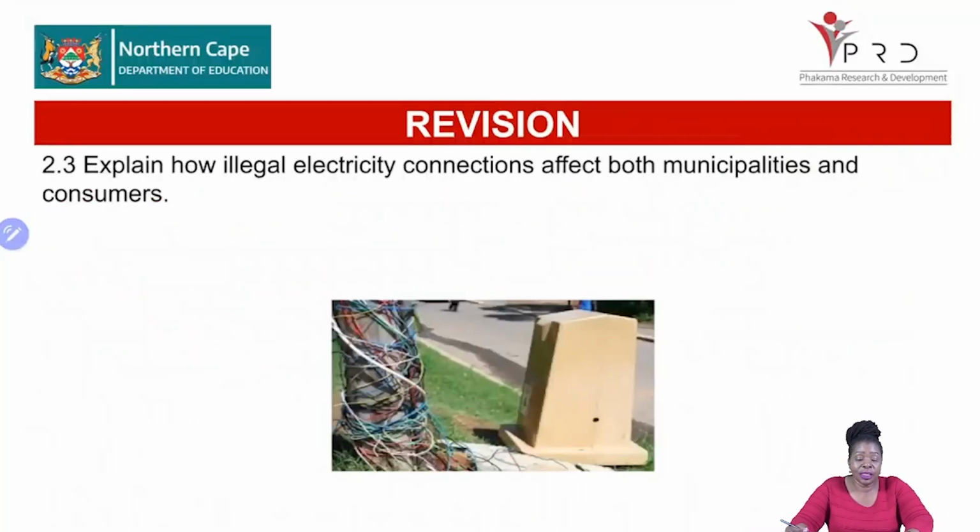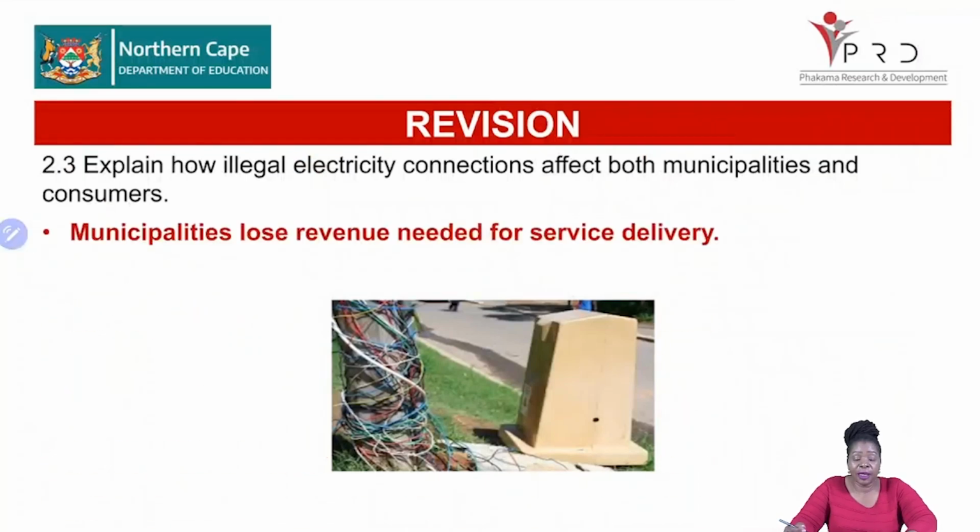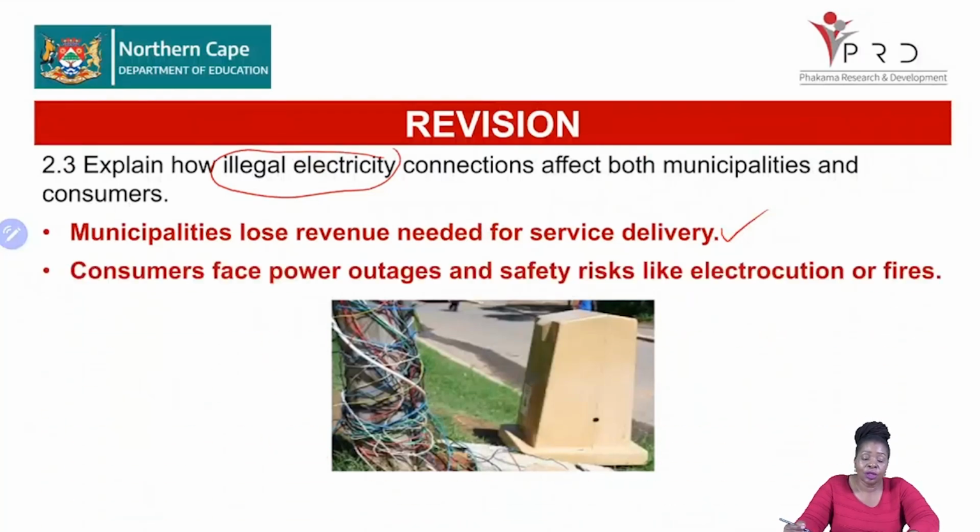Right, we move on to question 3. It says, explain how illegal electricity connections affect both municipalities and consumers. Right, so municipalities lose the revenue needed for service delivery because if electricity is connected illegally, then it means those people are not paying for the electricity. Right, and also consumers face power outages and safety risks like electrocution or fires.